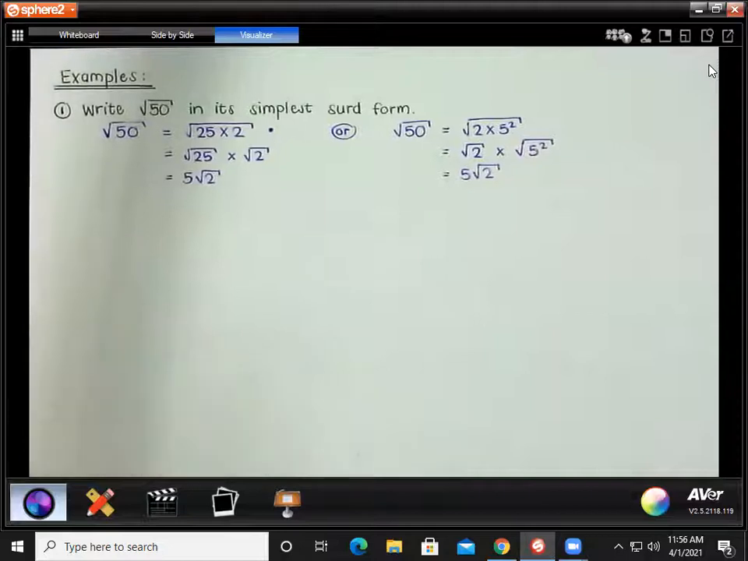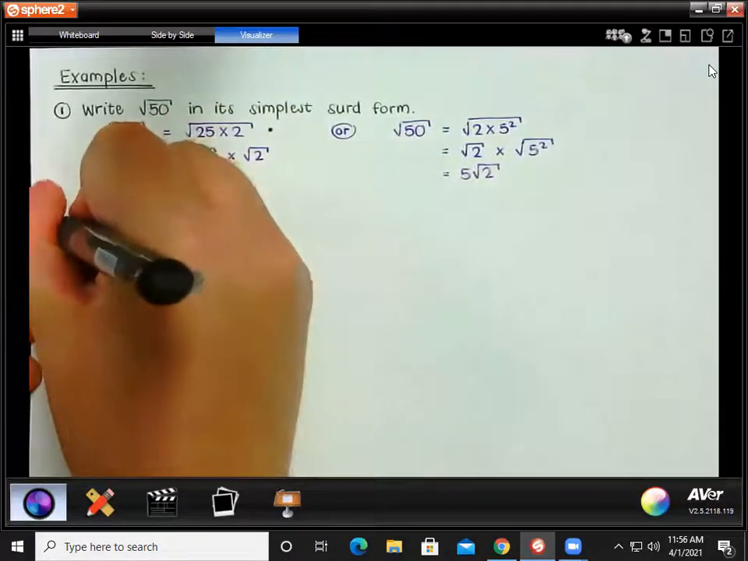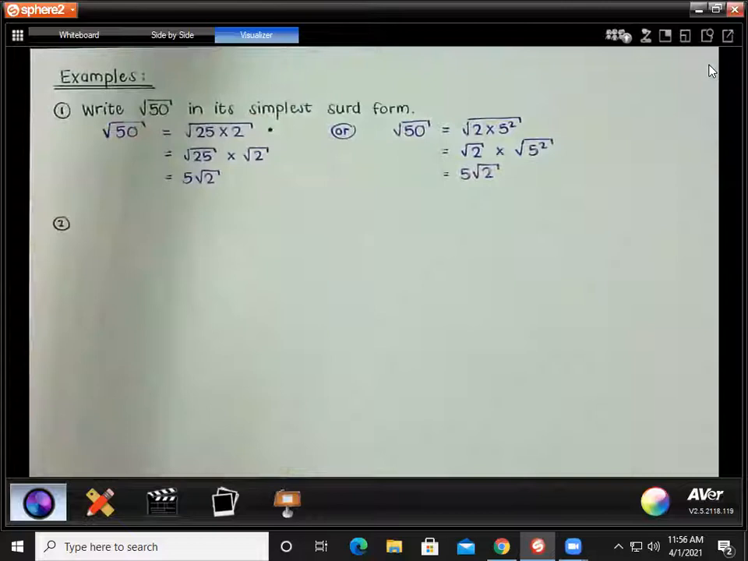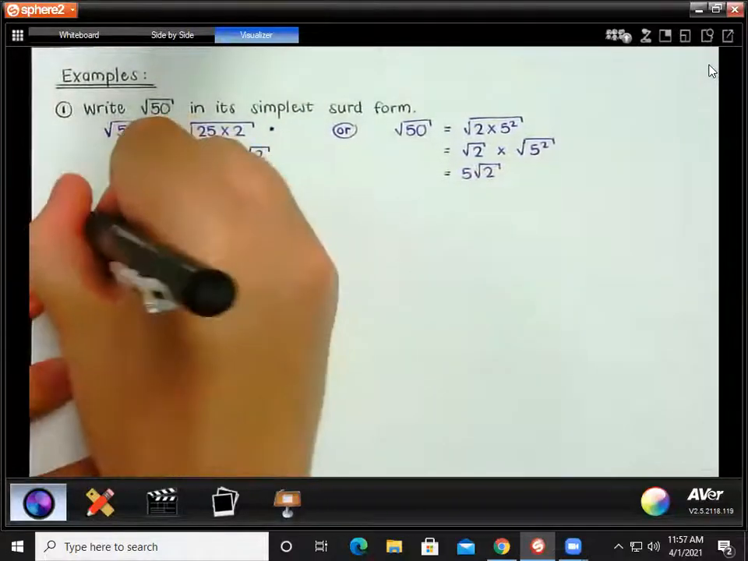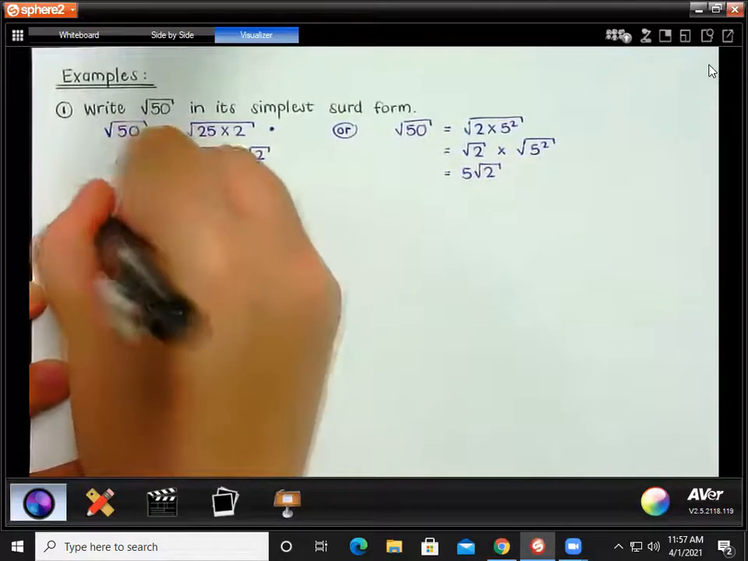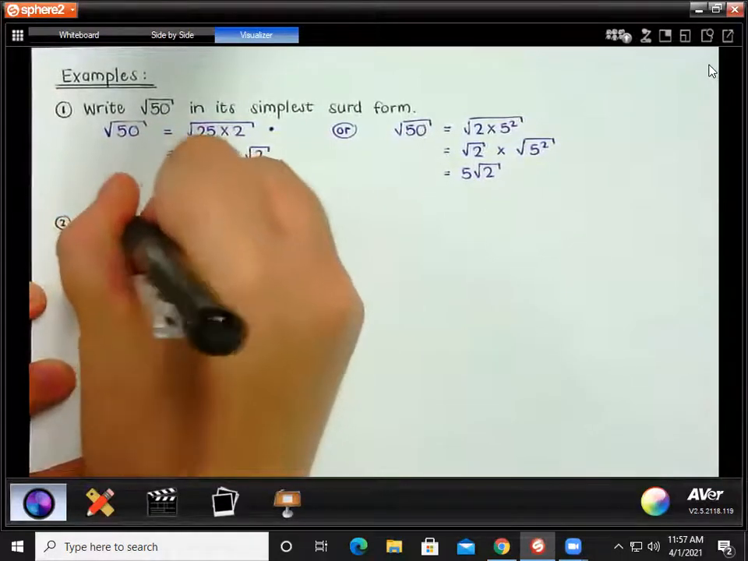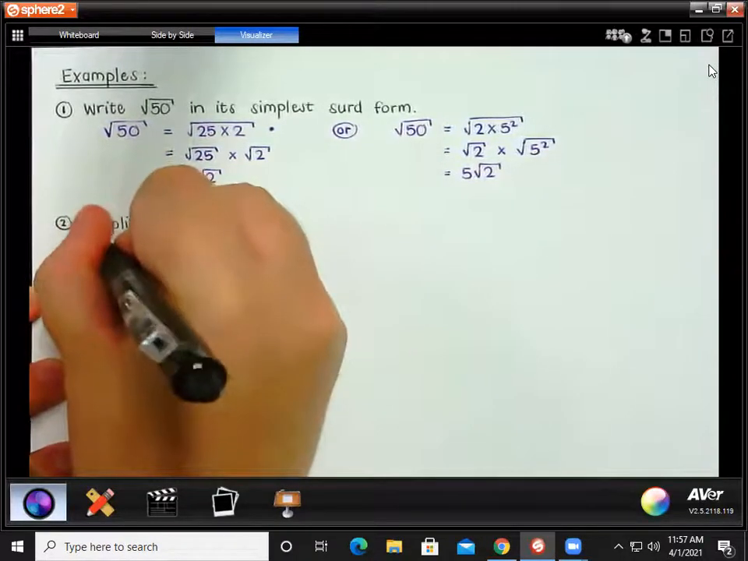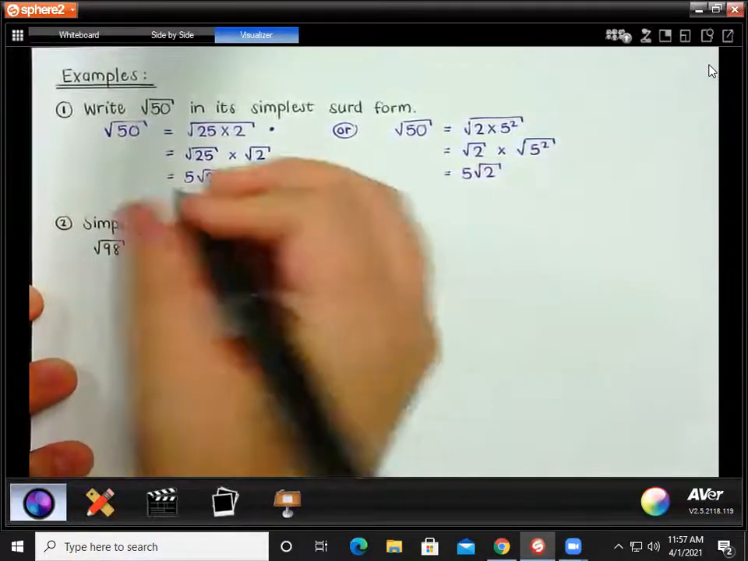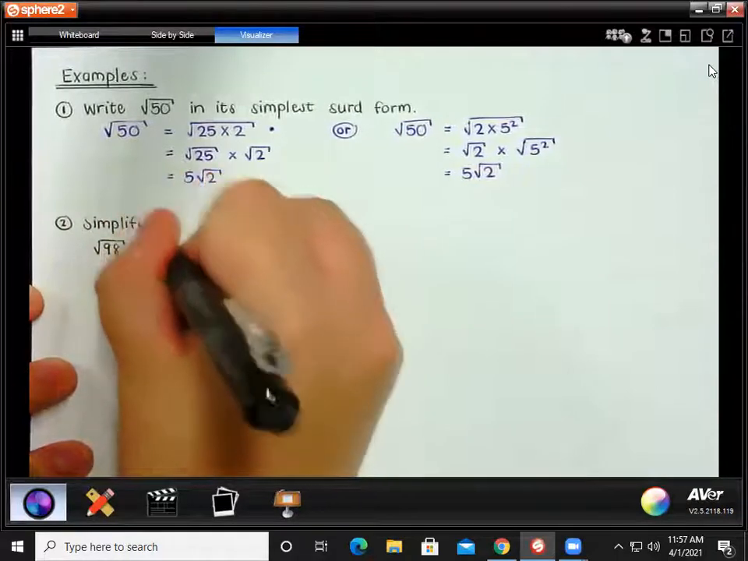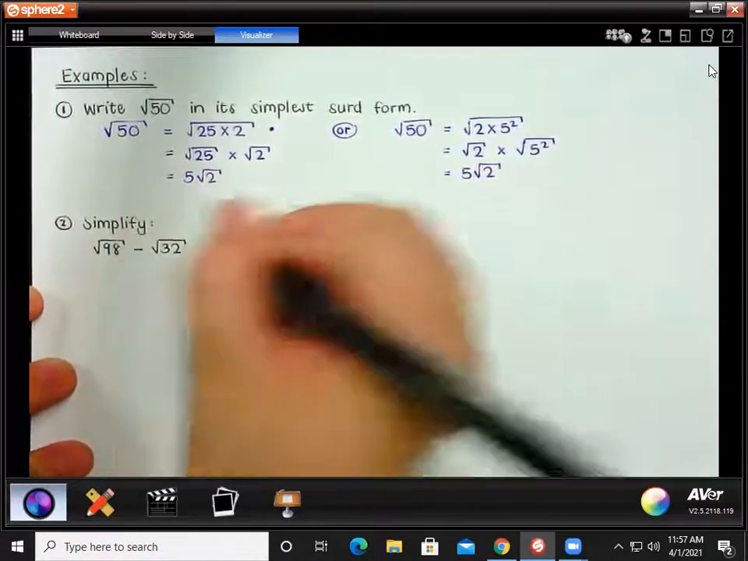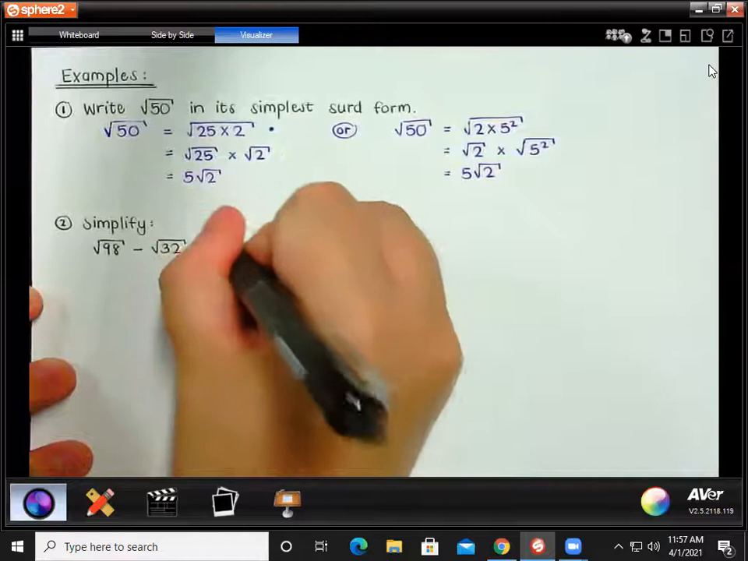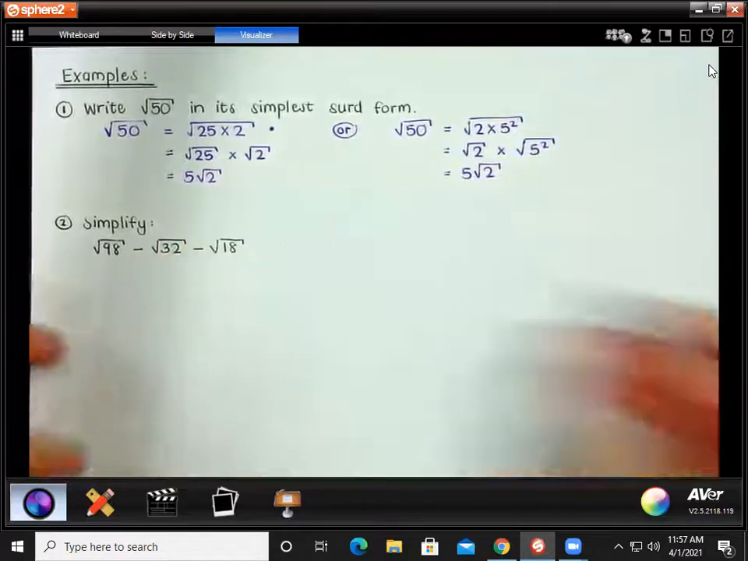It's just a very simple one. They can ask us to simplify a whole bunch of terms together though. So they can say simplify, and then I'll just do a colon and then I'll write all of them next to each other. So the square root of 98 minus the square root of 32 minus the square root of 18.